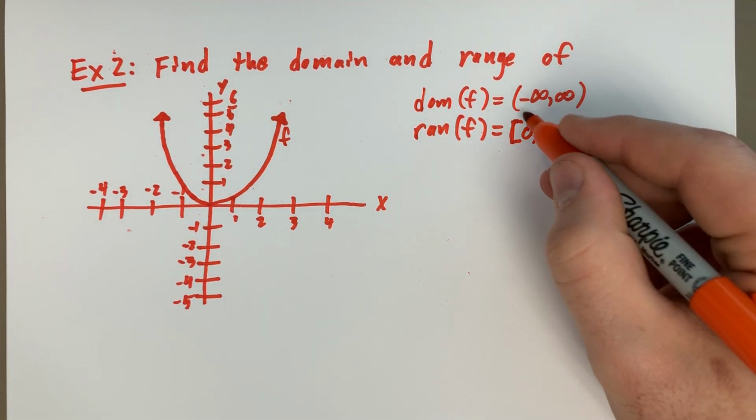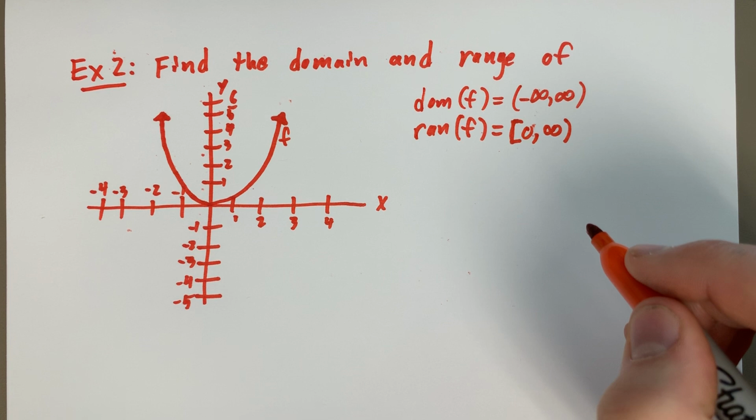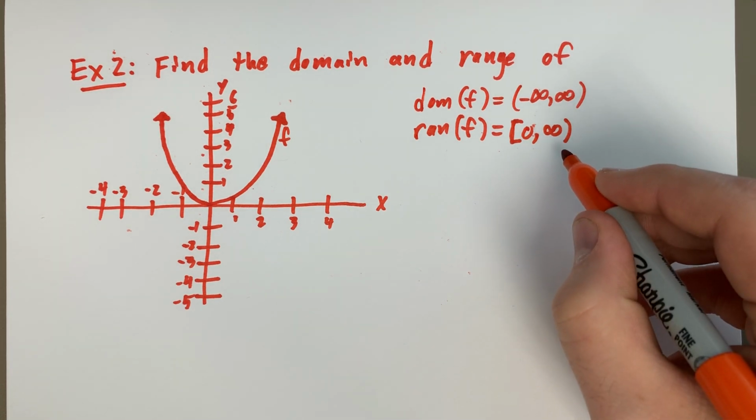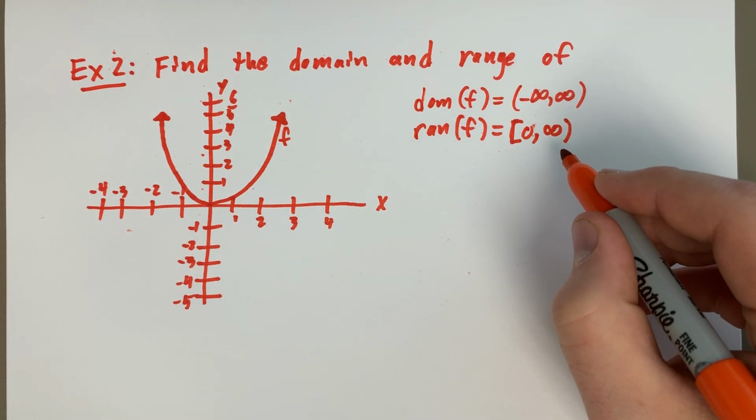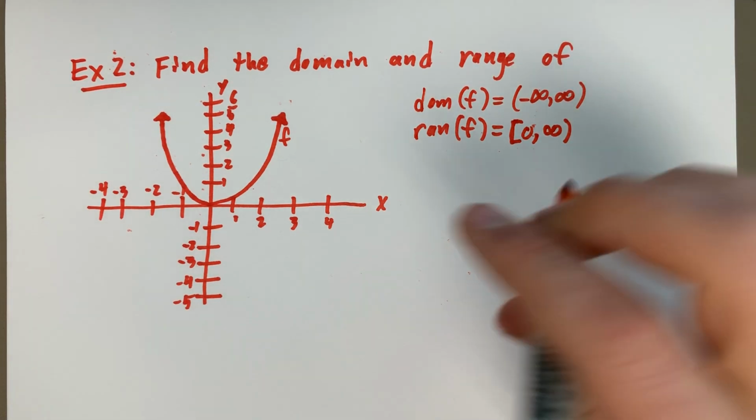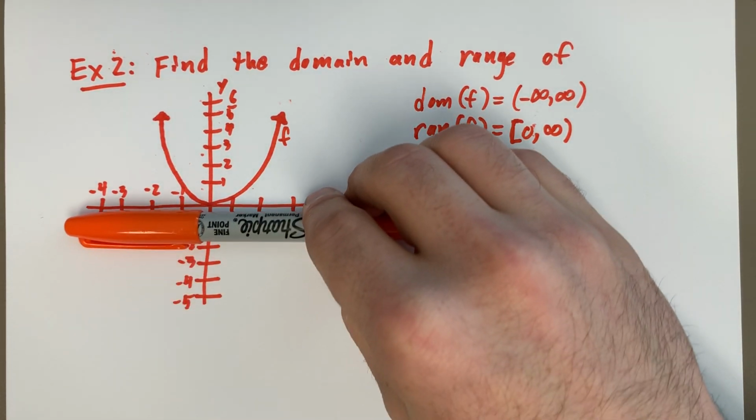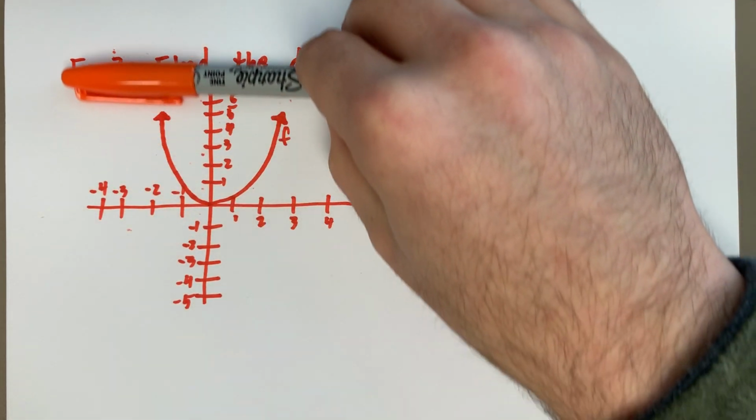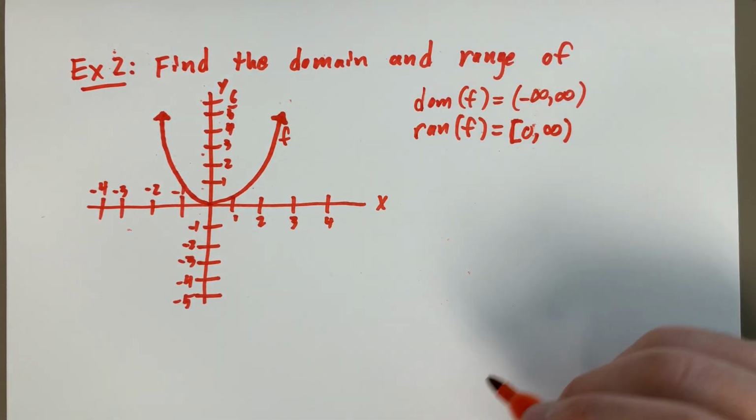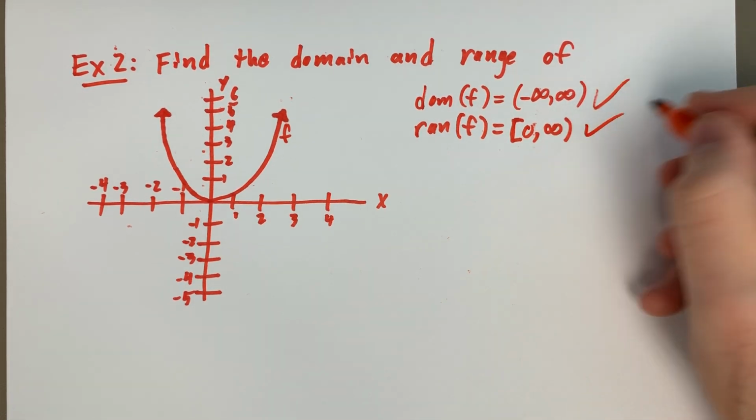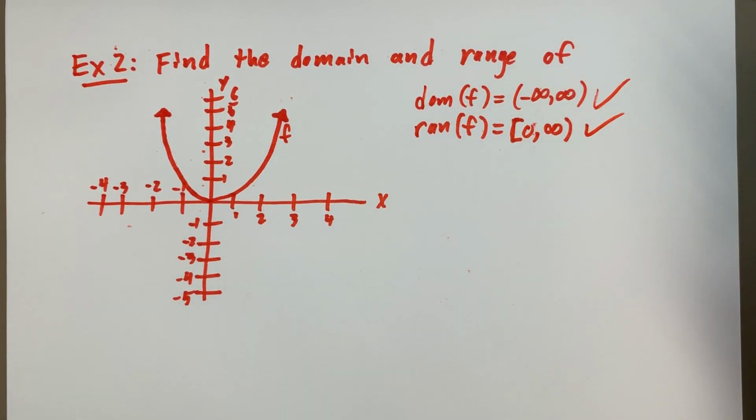We always put round brackets on infinity because infinity is not a number that can be plugged in. All this indicates is that we can plug in numbers as large as we like, or we'll get out numbers as large as we like, depending on domain or range. So scanning, just scanning up, started at 0, continue on. That's what the range is. All right, so we have domain, we have range, we know that this is a function, so we're in good shape.